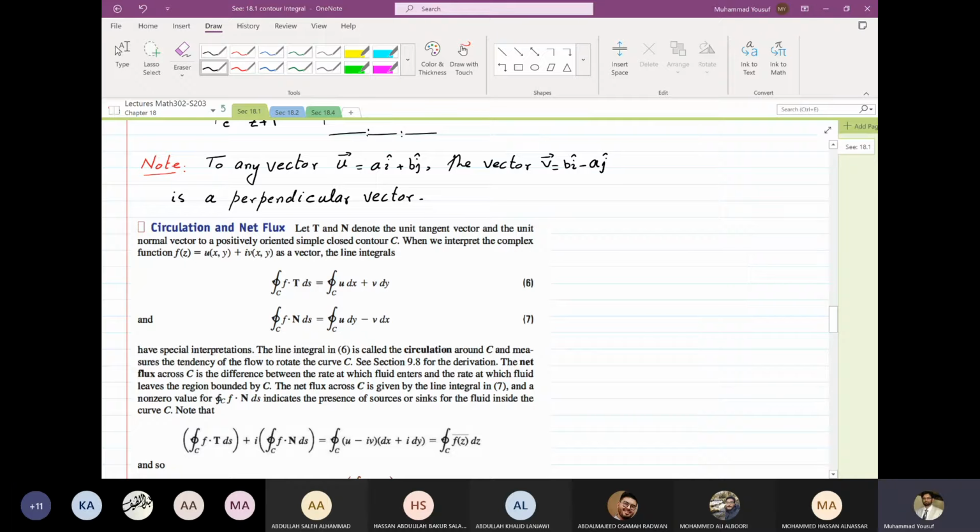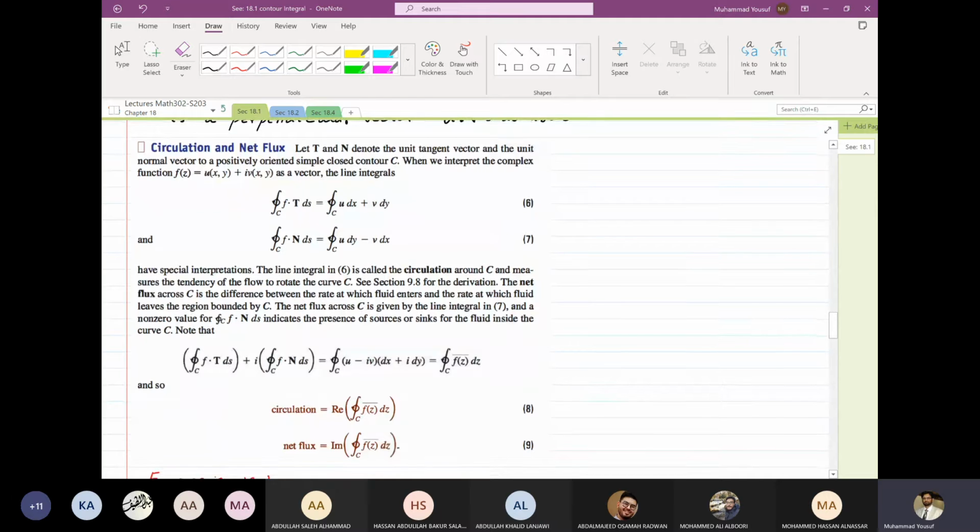Both are perpendicular. How can we see they are perpendicular? By taking the dot product. We see it is equal to 0. That is, u dot v is equal to ab minus ab, which is 0. So they are perpendicular.